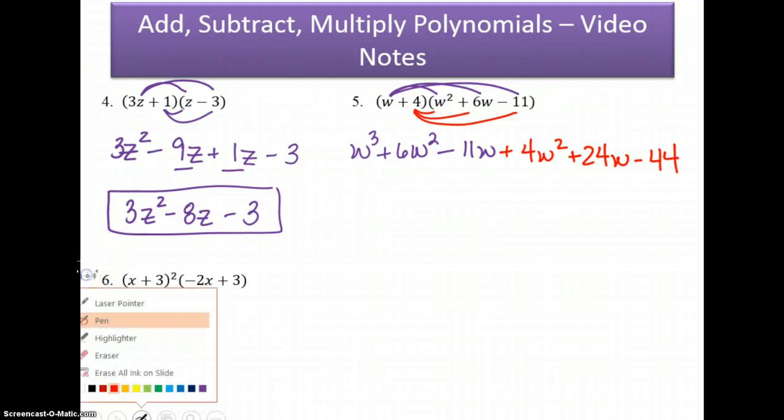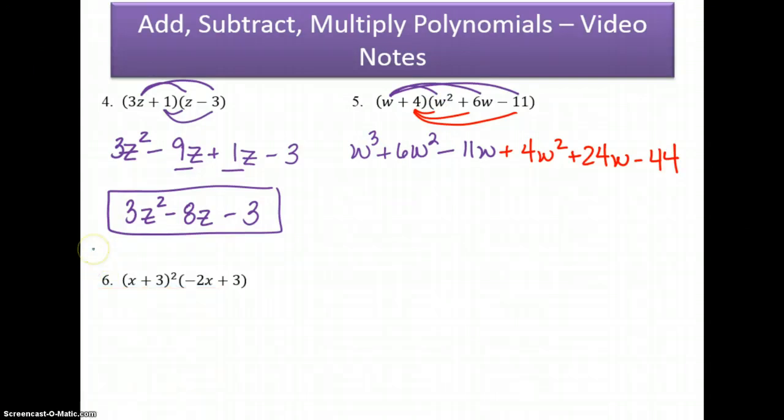Once we have every term written out, we can double check that we're doing 2 terms times 3 terms, 2 here times 3 here, which is going to be 6 terms total. So our final answer should be 6 terms before we combine those together. That's a good way to check to make sure you didn't forget anything.